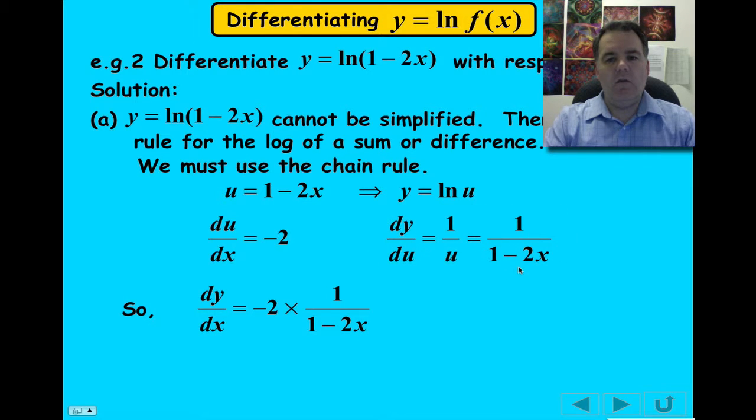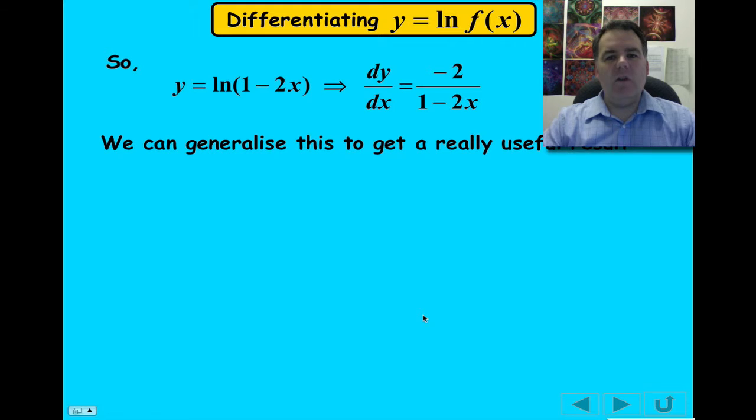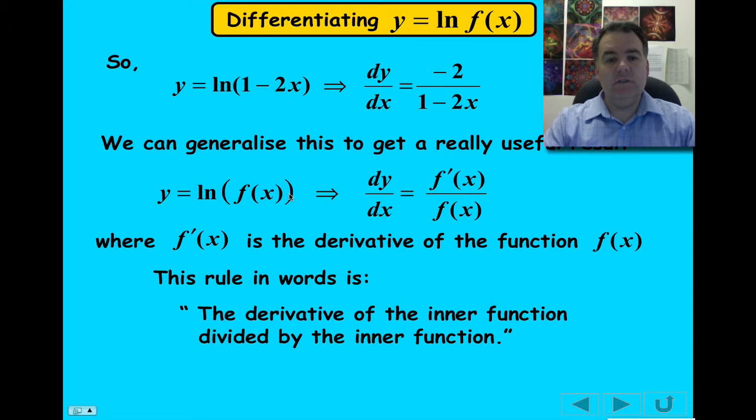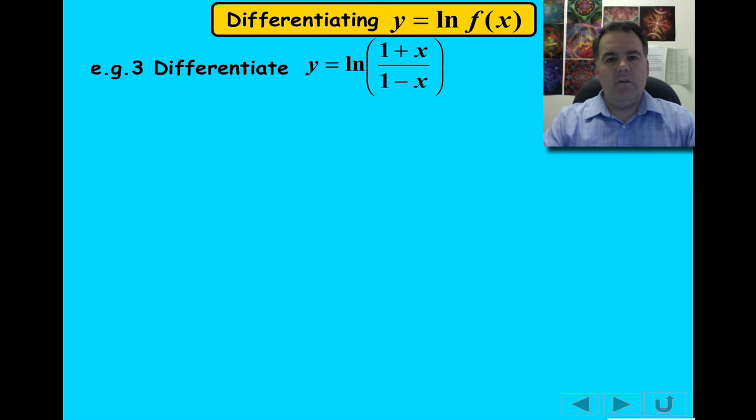So it's 1 over 1 minus 2x times negative 2, or negative 2 over 1 minus 2x. Now if we generalize this, you'll find that using the chain rule every time, you get 1 over whatever the function is here, and then using the chain rule, multiplied by the derivative of this function inside the brackets, which we normally call the inner function. Okay, so that is another really important rule. That is covered on page 59 in your handout.